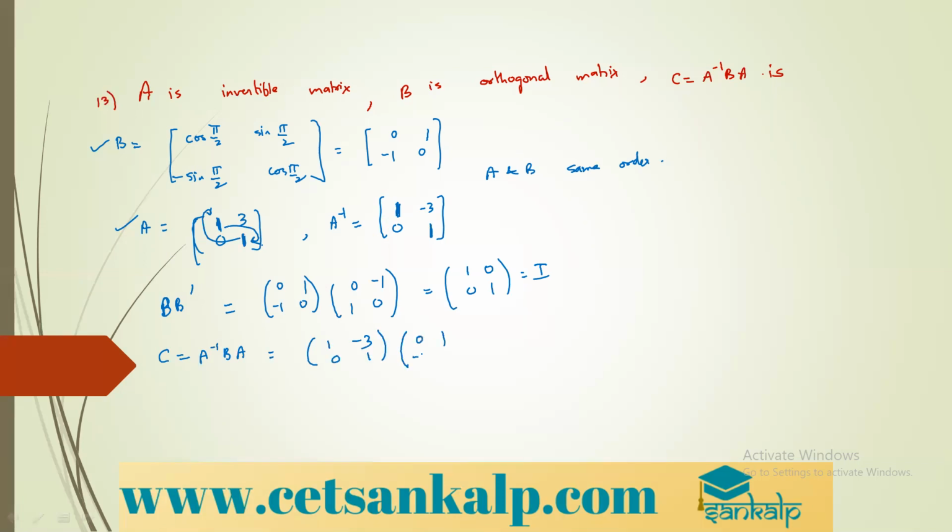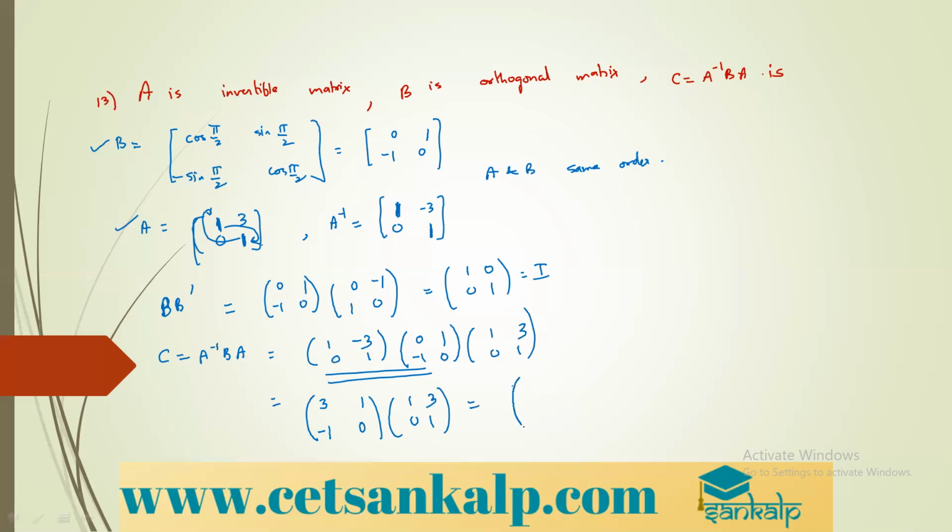B is 0, 1, minus 1, 0. And A is 1, 3, 0, 1. So I will multiply. First, I will multiply these two. So I will get 0 plus 3. Here I will get 1 minus 0. Next, I will get 0 minus 1. Next, I will get 0 plus 0. And then 1, 3, 0, 1.